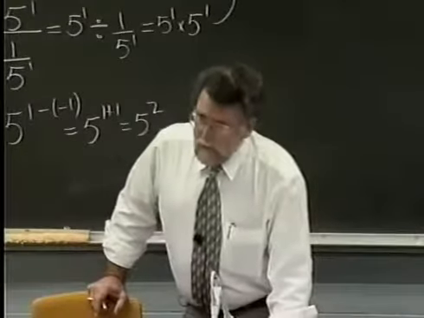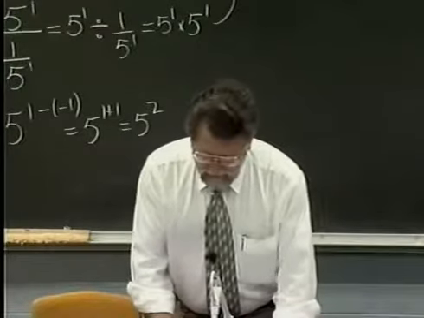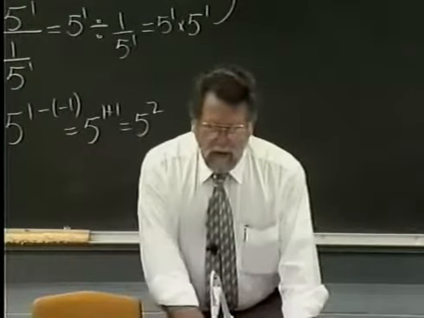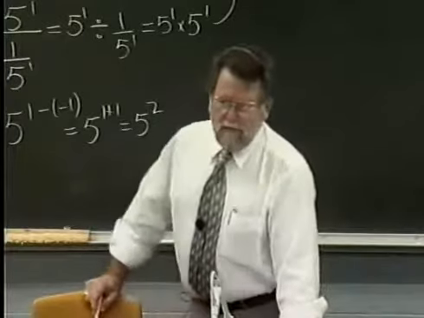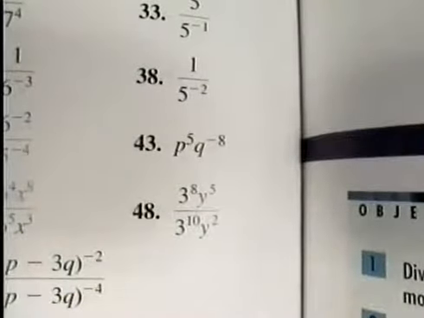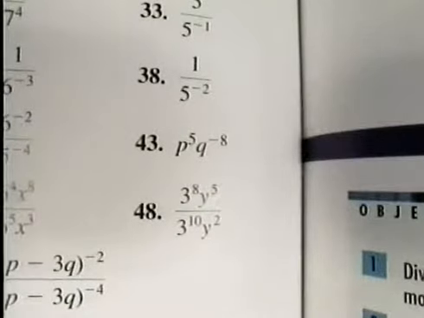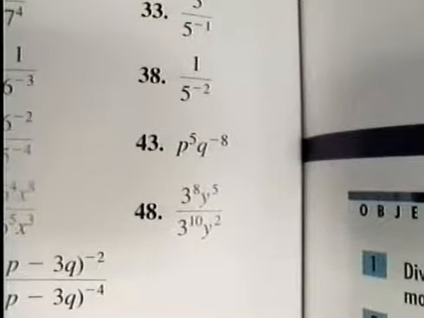Now the next one you said was 43? 43 is over here. Now, the question only makes sense if you're asked to write with positive exponents. Yes, you are. Now, if you are requested to do positive exponents, I hope when you see q to the minus 8, in your head is 1 over q to the 8th. So now you have p to the 5th over q to the 8th, and you're done.